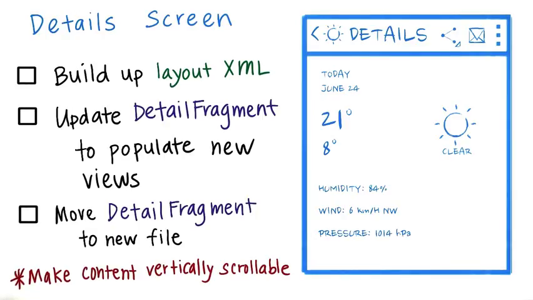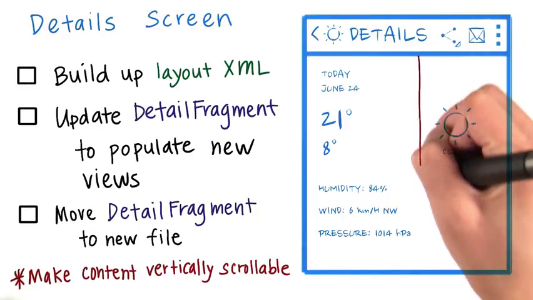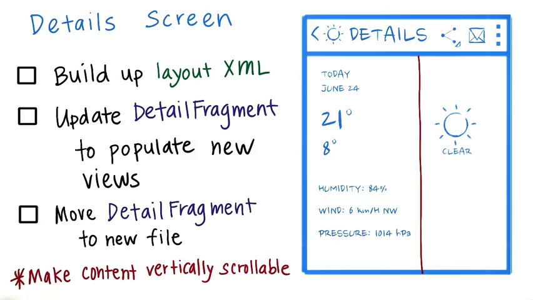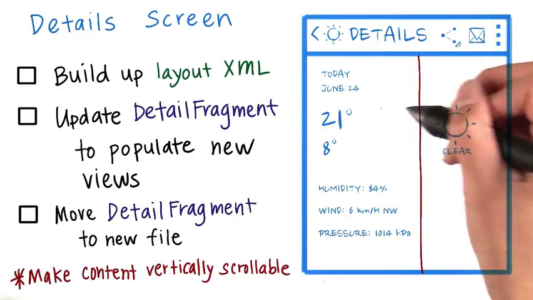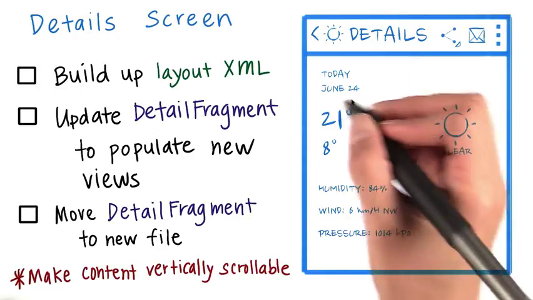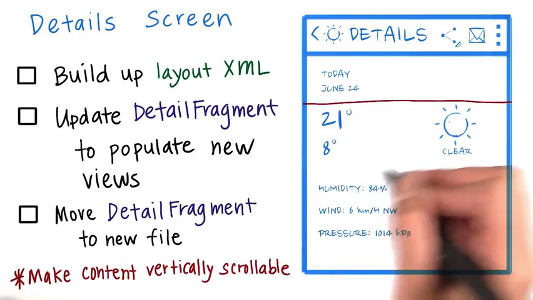So how did you break up the UI into smaller components? Well, you might have thought that this could be two columns. But then it would be hard to position the elements here. You could center them vertically within the height of the screen, but it wouldn't necessarily line up with the temperature views on the left-hand side.